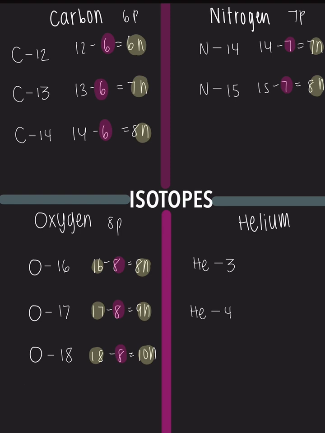Okay, let's now go to helium. Easy peasy. If you look at helium, it has 2 protons. And so again, it's 3 minus 2 equals 1, and then 4 minus 2 equals 2. Again, you're not changing the amount of protons, you're just changing the amount of neutrons.